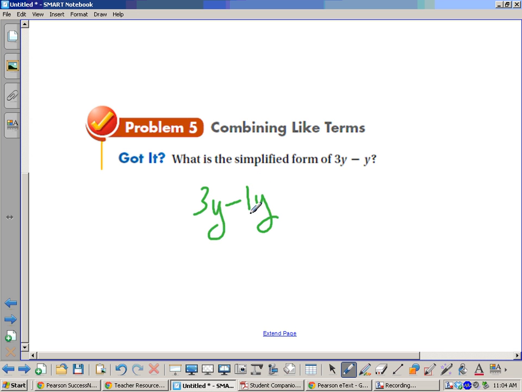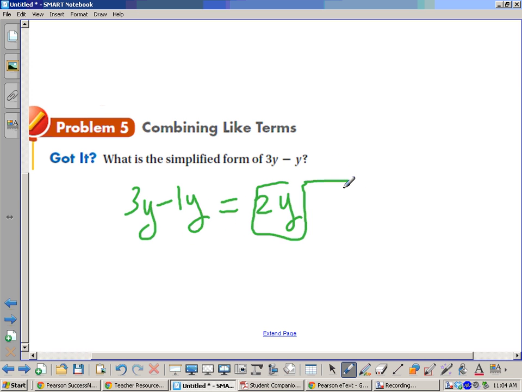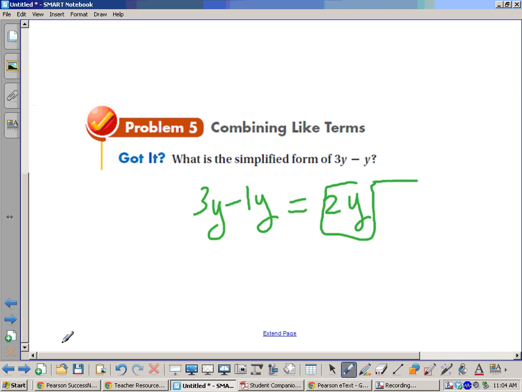So when we're talking about coefficients, it's always the number in front of the variable. If one does not appear there, then you just put a 1. Now, in order to combine like terms, we're going to leave the variable alone. So we're going to combine the y's and just take 3 minus 1. So we get 3 minus 1 is 2. So 2y is what this simplifies to. And that's as far as you can simplify that one because there are no other terms, so we can only get 2y for our final answer.